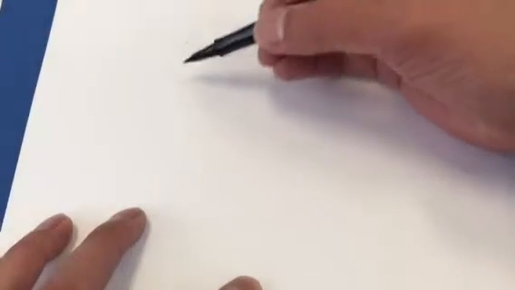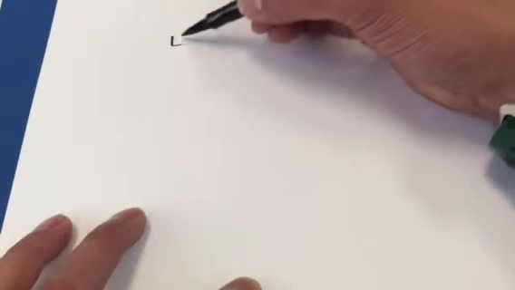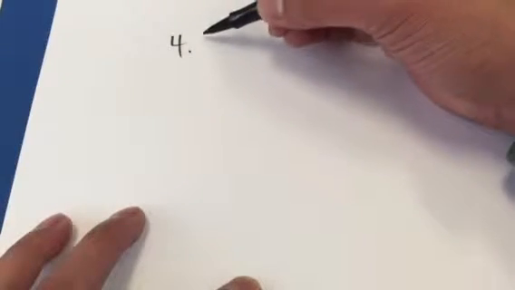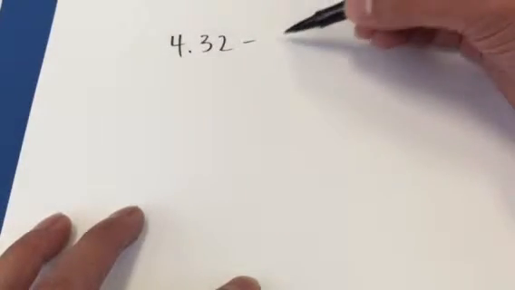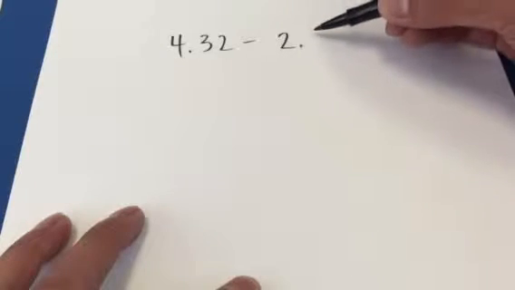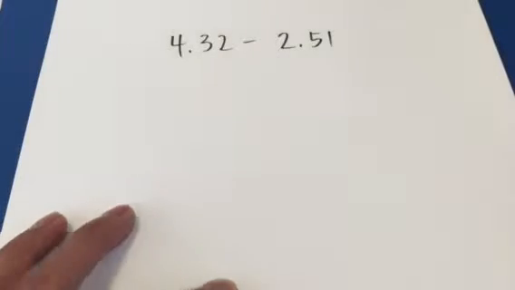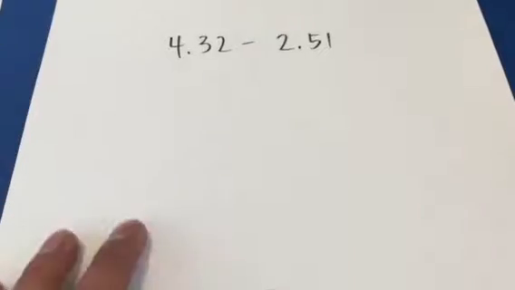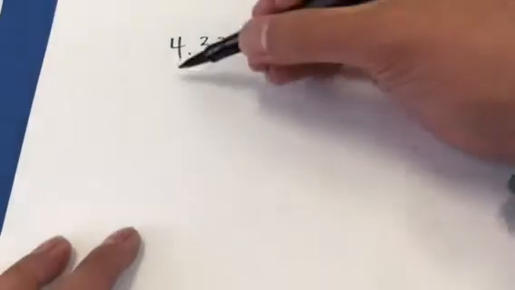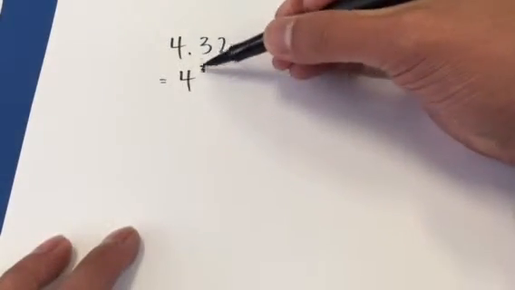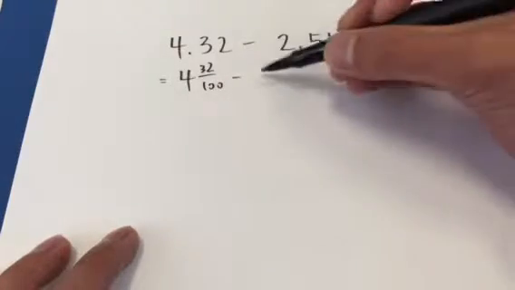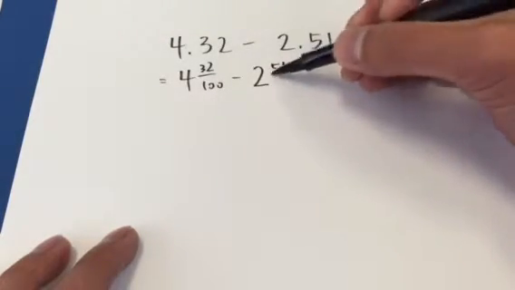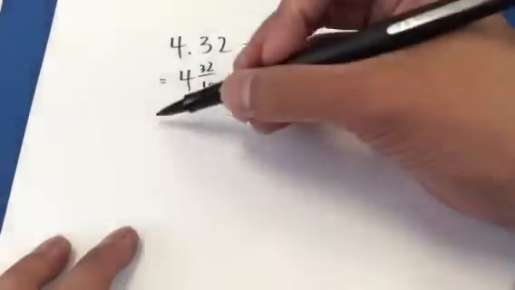Let's try another example, subtraction. Let's say that I have 4.32 minus 2.51. So again, I'm going to convert both of these into mixed numbers. 4 32/100 minus 2 51/100.